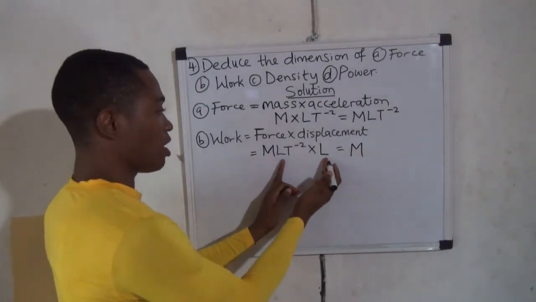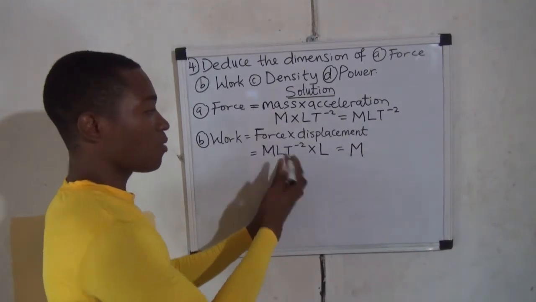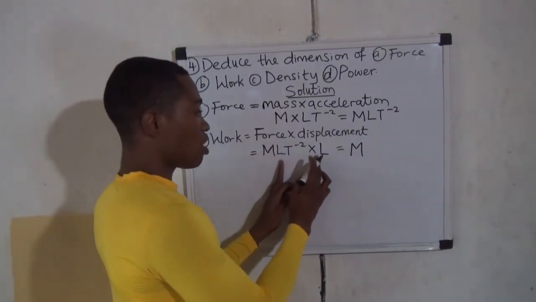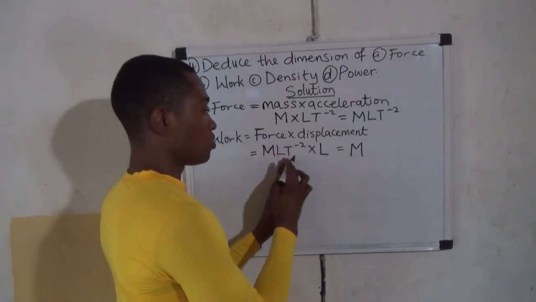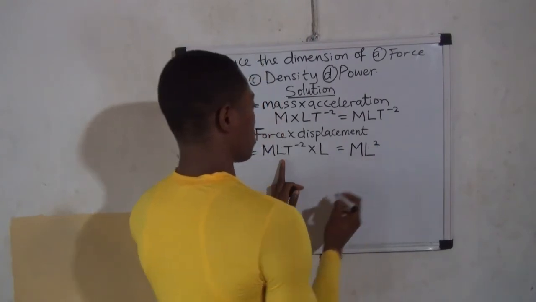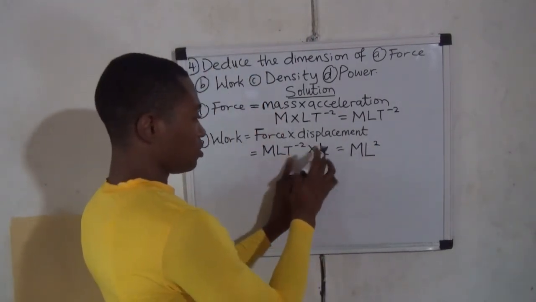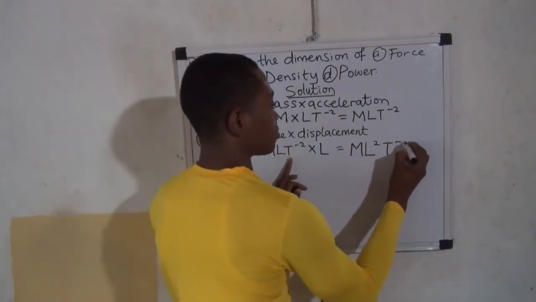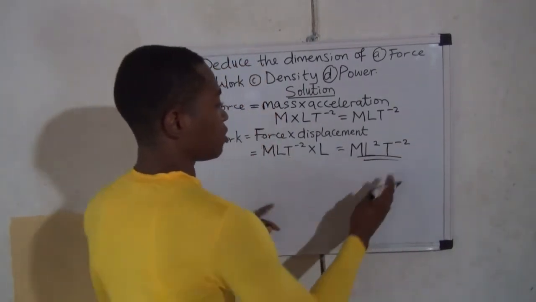L, how many L do we have? The power is not stated, that means it is 1. L is power of 1, L is power of 1. We just combine, 1 plus 1 is 2. So L is power of 2. Then T, just once, and the power of it is minus 2. That's all.